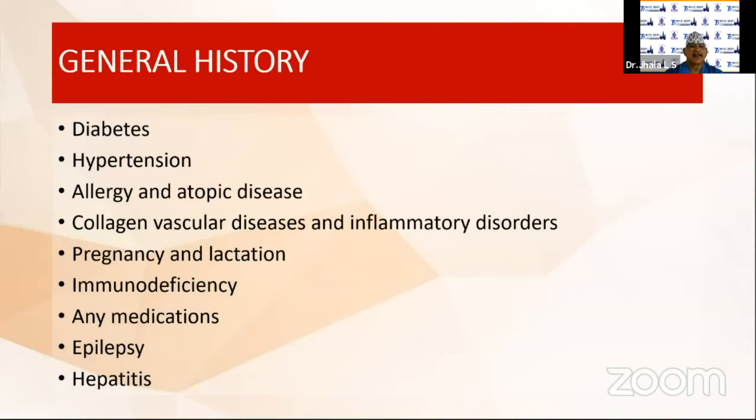Then coming to the general history: diabetes, hypertension, history of allergy, atopy, collagen vascular diseases, pregnancy, lactation. All these points can change the corneal epithelial healing and can cause problems later on. The optical outcome will not be as expected.